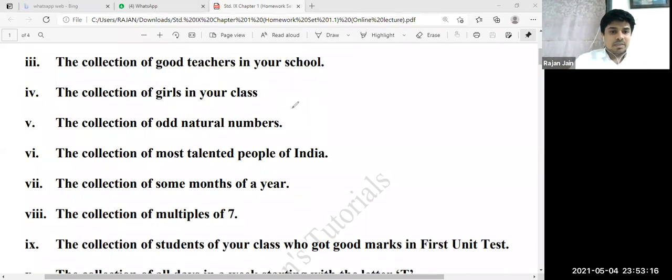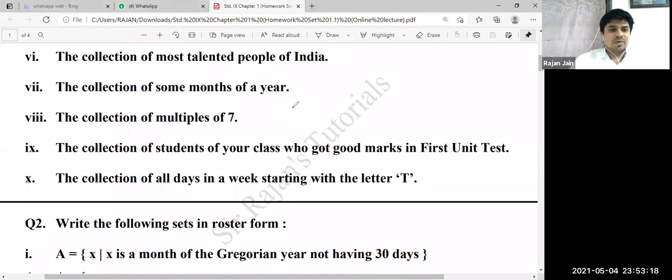Okay, so we have finished till question number 7. Question number 8, we will continue now. This is the question that I'm talking about. Collection of multiples of 7. Yes, you will say that it is a set, because if I give you 15, it will not belong to that collection because it is not a multiple of 7. If I give you 21, it will belong to this collection because it is a multiple of 7. So when I say multiples of 7, it is a specific definition. So we say that the collection is a set.